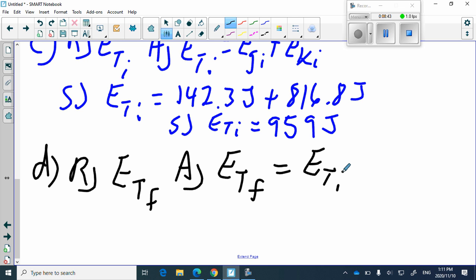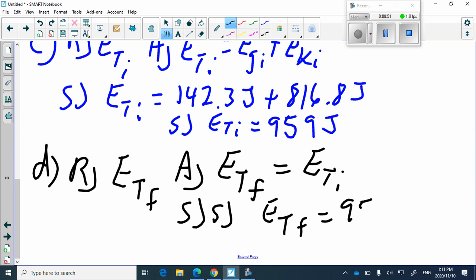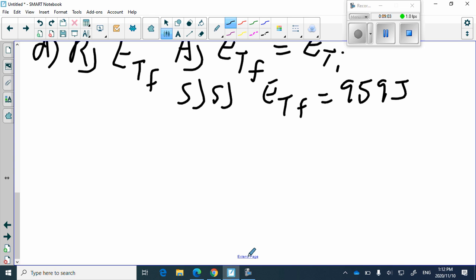So we're going to substitute and solution at the same time here. Total energy final is the same, 959 joules. It does not change. Next.